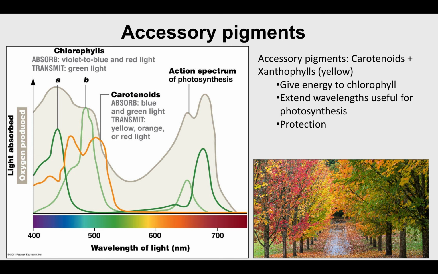But typically we have a lot of chlorophyll, which is why during the summer months when we see our leaves as green, we're really seeing the chlorophyll because they mask the effect of any of those other pigments showing through.